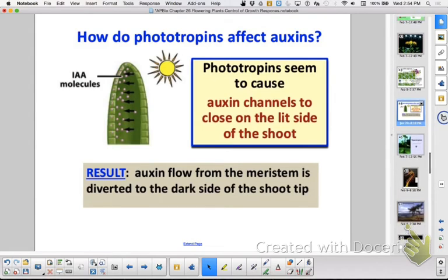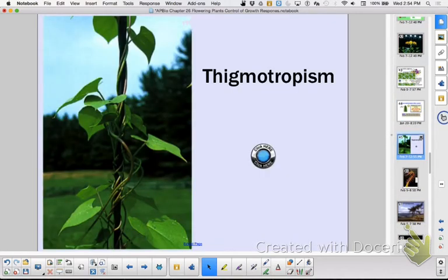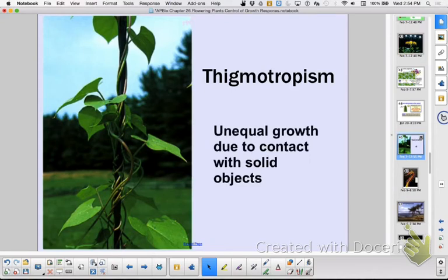And I'll show you that slide again in just a minute. Thigmotropism. Here you have unequal growth due to contact with a solid object. Why would a plant do this? What is our adaptation here? What is our purpose?